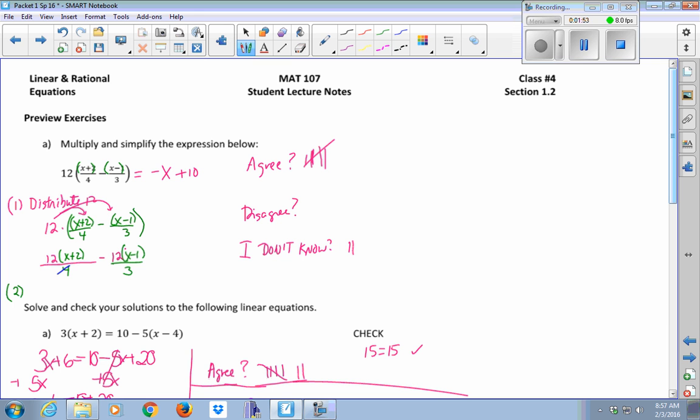So in this case, 4 goes into 4 once, 4 goes into 12 3 times. So my step here is to reduce prior to simplifying. And here 3 goes into 3 once, 3 goes into 12 4 times. So now this equals 3 times x plus 2. So notice, no more fractions. Take away 4 times x minus 1.